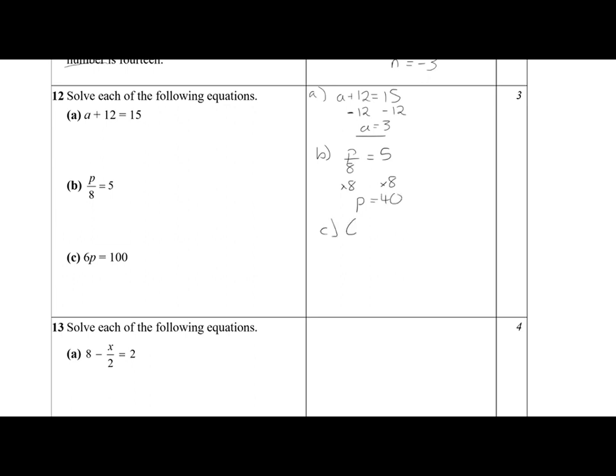Finally, we've got 6 multiplied by P is equal to 100. What's the opposite to multiplying by 6? It is, of course, dividing by 6. So we divide both sides by 6. That leaves that P is equal to 100 over 6.